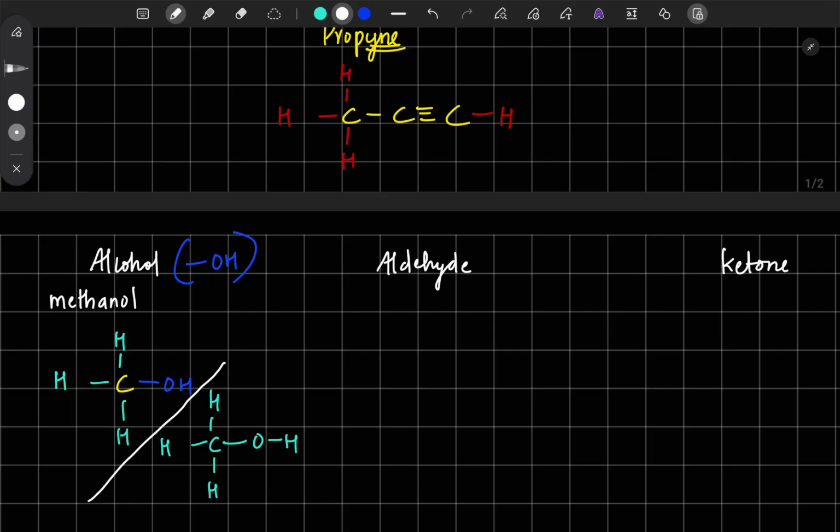Now another one we can take, aldehyde. Do you remember the aldehyde functional group? The aldehyde functional group is this: C double bonded to O bonded to H. Like this, it should be there. Only then it will be called an aldehyde. So let us take one example, ethanal. Ethanal is a name of an aldehyde.